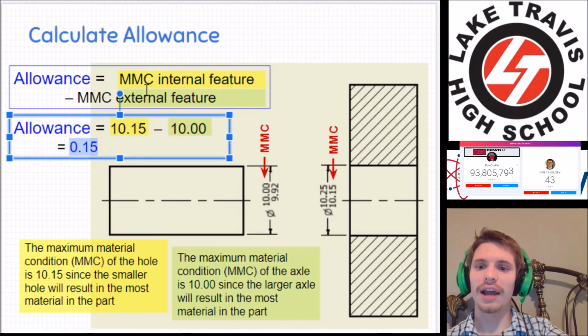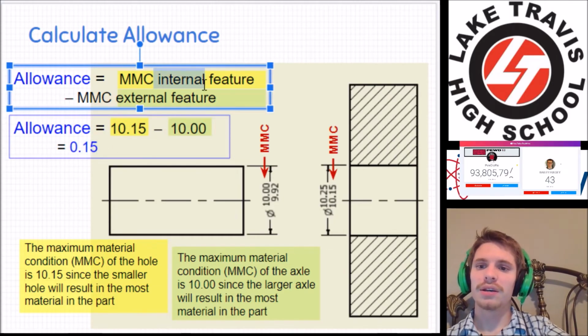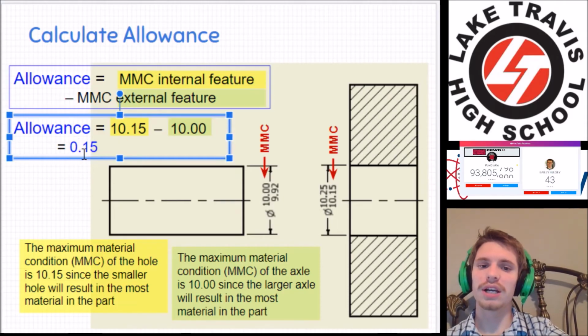No matter how big our axle gets and how small our hole gets, there is still a lot of clearance, and that's the minimum clearance, right? Because we can make the difference even bigger. But with MMCs on both of those, that's the minimum clearance. The allowance is the minimum clearance, which is 0.15.